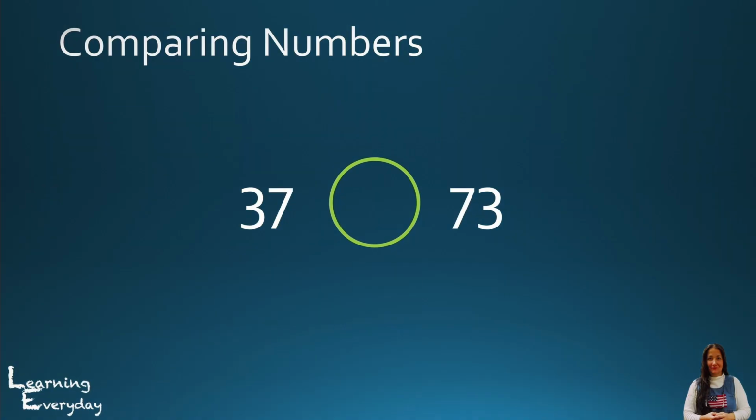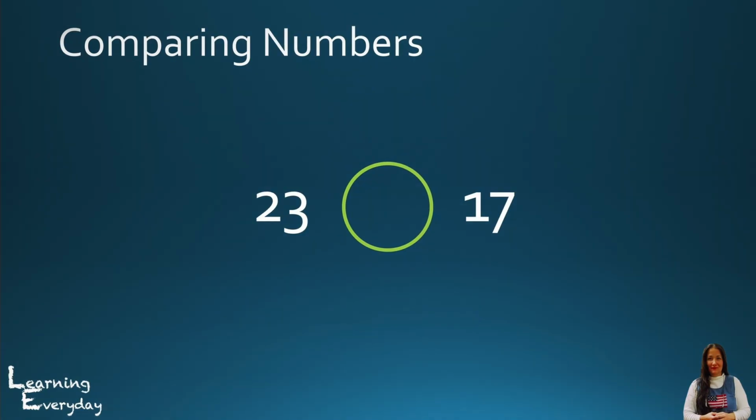Comparing numbers. In the tens column, you have a 3. Look to the right. In the tens column, you have a 7. 3 is smaller than 7. So 3 is less than 7. So we know 37 is less than 73.